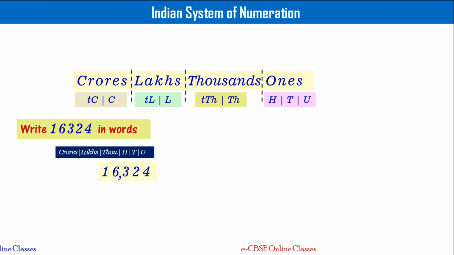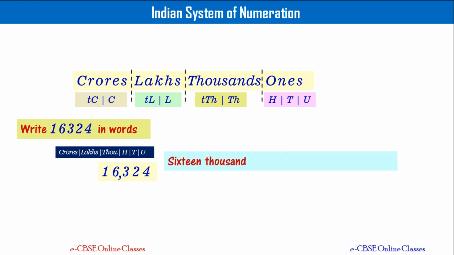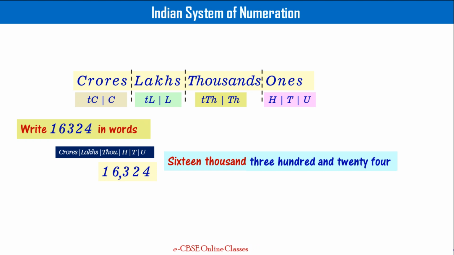And as you see here, in the thousand group, we have the number 16. So we say it as 16,000. And in the ones group, we have digits 3, 2, 4. 3 in the place of hundreds, 2 in the place of tens, and 4 in the place of units, right? So we read that number as 324. So let's write it. The whole number given can now be read as 16,324, right?